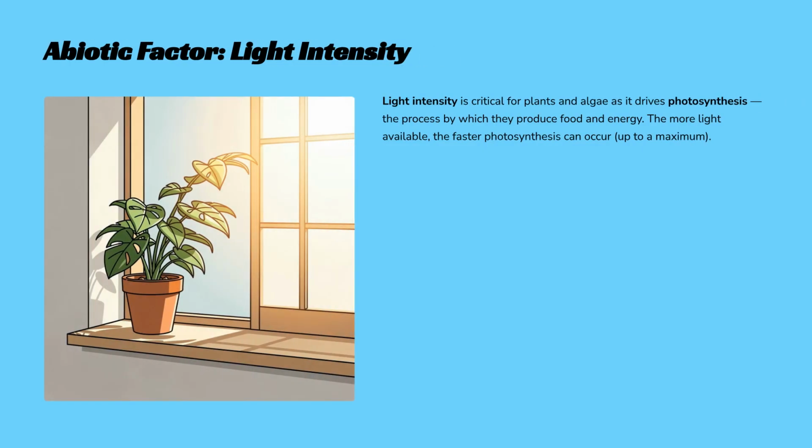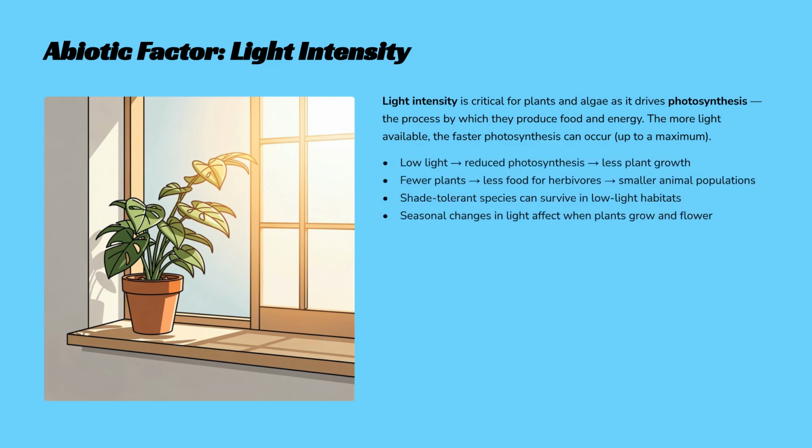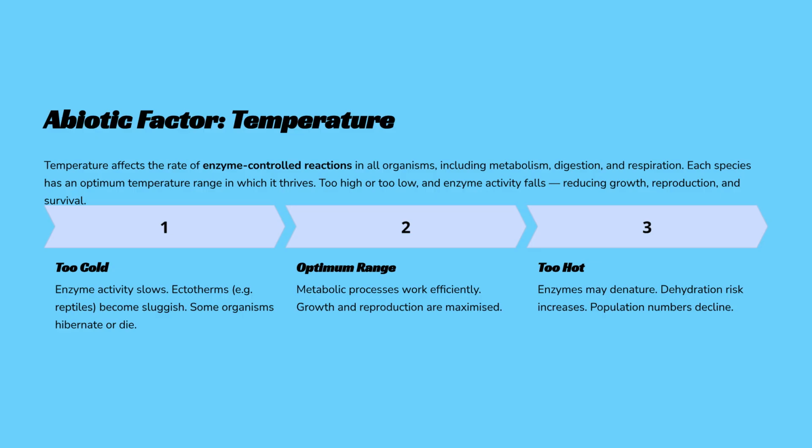Light intensity is crucial for plants and algae as it drives photosynthesis. With less light, plant growth slows, which in turn reduces the food supply for herbivores and affects the entire animal population. Temperature is another critical factor. It controls the rate of enzyme-driven reactions in organisms. If it's too hot or too cold, these reactions can fail, which severely limits the growth and survival of species.